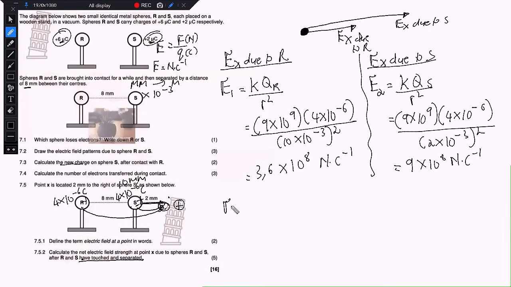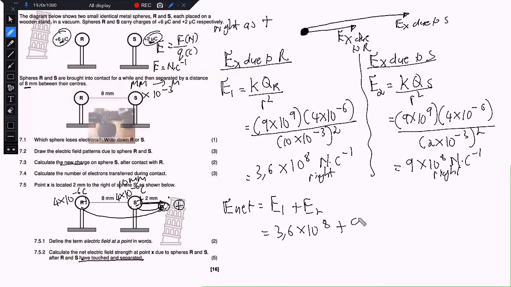Now, if I want to calculate the E net, because they're all going in the same direction, let me choose right as positive. So this is going to the right, and then also that one is going to the right. So this will be E1 plus E2. Then it's just a matter of saying 3.6 times 10 to the exponent of 8 plus the 9 times 10 to the exponent of 8.